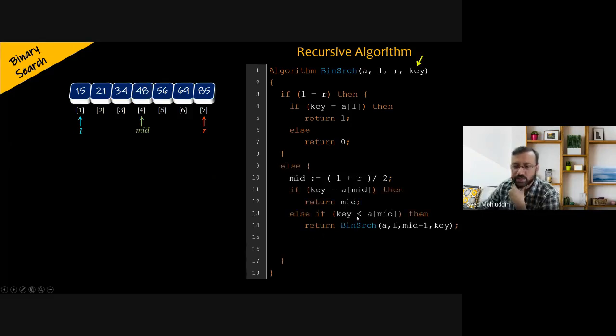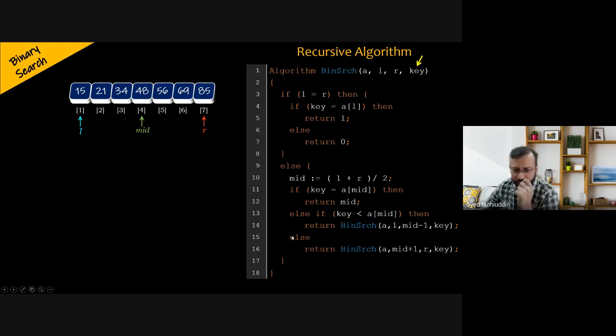Now, else if key is smaller than A of mid, that is, it lies to the left side, then we recursively call the binary search algorithm. That is, this is bin search, passing A itself, that is the array, L index as it is, and instead of R index, we pass, as you have seen in iterative, R equal to mid minus 1. So instead of R, we pass mid minus 1 here. Same strategy, same logic we are applying. Mid minus 1, and key will be as it is.